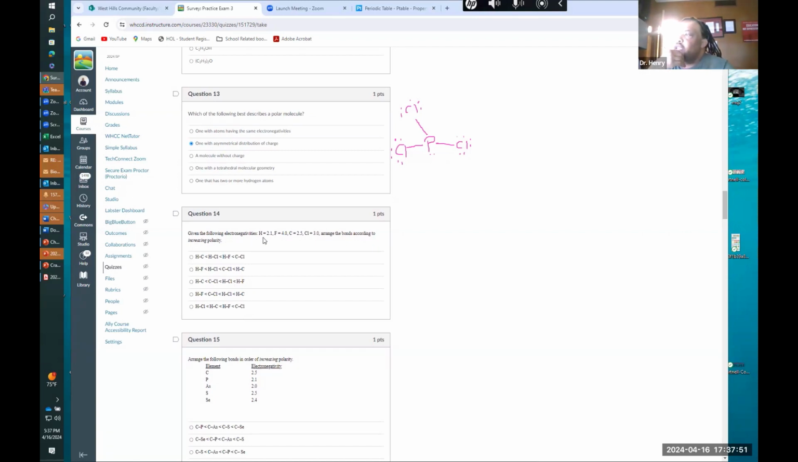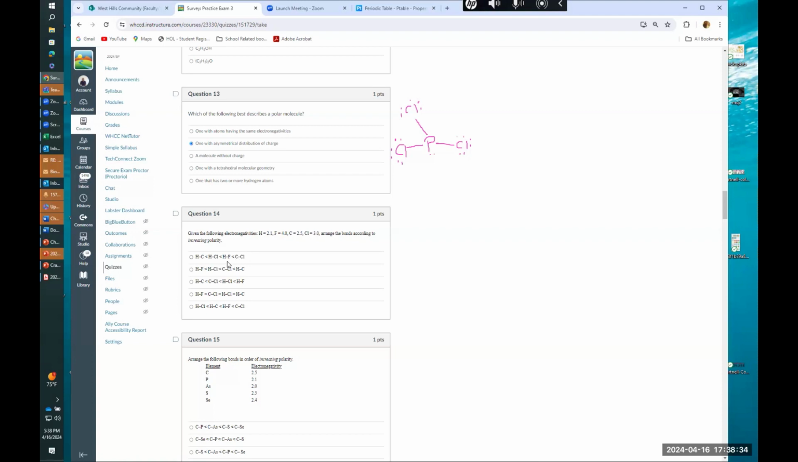Given the following electronegativities, arrange the bonds according to increasing polarity. So we're going from the lowest to the highest, and those words always confuse me. Increasing, remember Pac-Man or the alligator eats the bigger one. That's how I remember it. So it always points to the one that's going to eat.